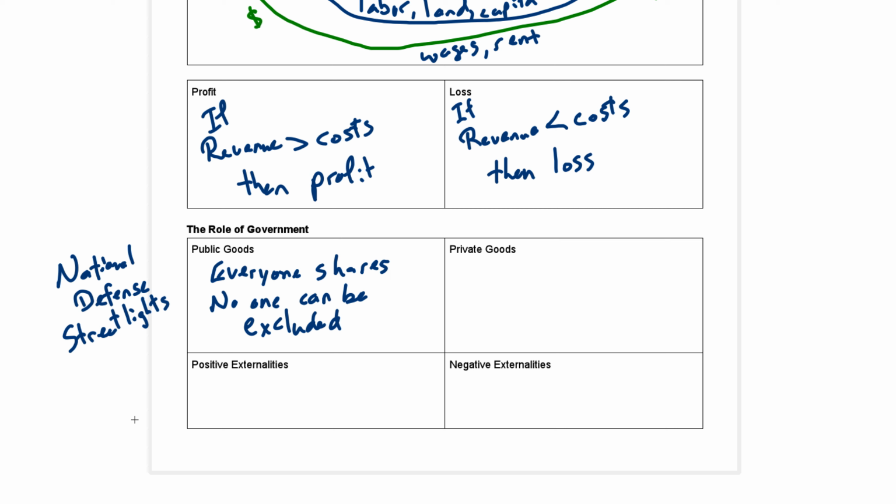So here's the thing. What if you don't pay your taxes? Do you still get to use the streetlights? Do they shut off when you walk underneath them? No, because you can't be excluded. They're just on. So whoever's walking by gets to use that streetlight.